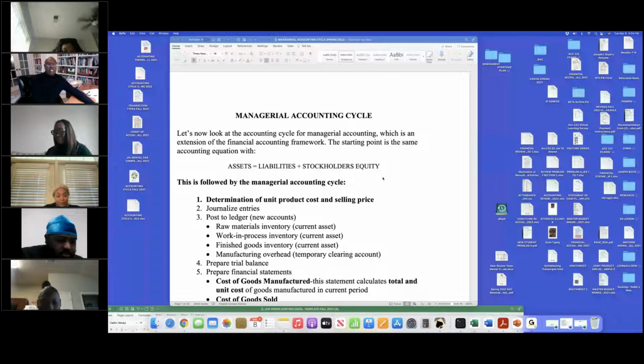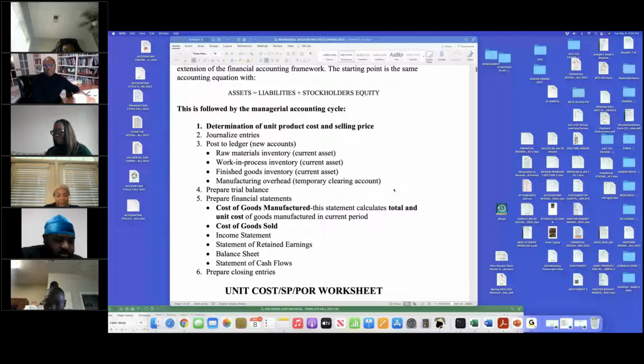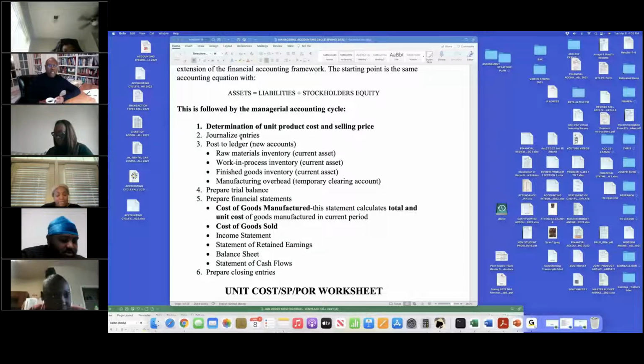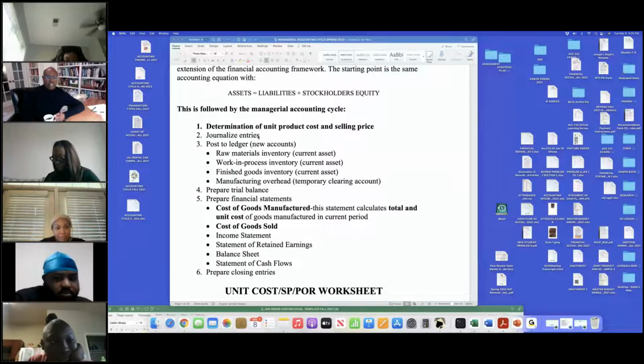6 steps: determination of unit product cost and selling price. That's the first thing we've got to do. We've got to get that right because when we move to the second step of making journal entries, the numbers that we have in this first step will be utilized in those journal entries. We next post to the ledger. We have the new accounts: raw materials inventory, work in process inventory, finished goods inventory, manufacturing overhead.